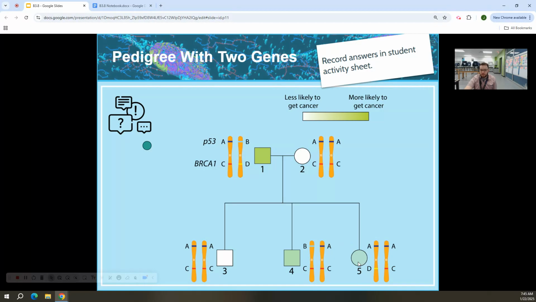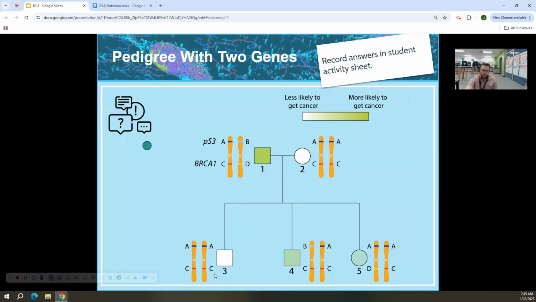Okay, and then finishing with person 5, they have 2 A alleles, so we know both of their P53s are working, and then they have a D and C allele, so now they have a little bit darker green shaded, so they have some cancer risk, not as high as this person again, but still some cancer risk existing. And comparing this person to that person, because they have these 2 the same, the only thing that's different here is D and C rather than C and C, and they have an increased cancer risk.